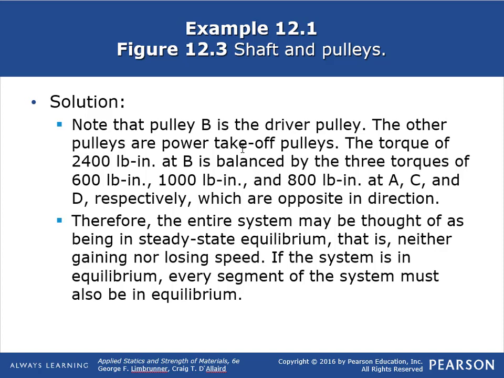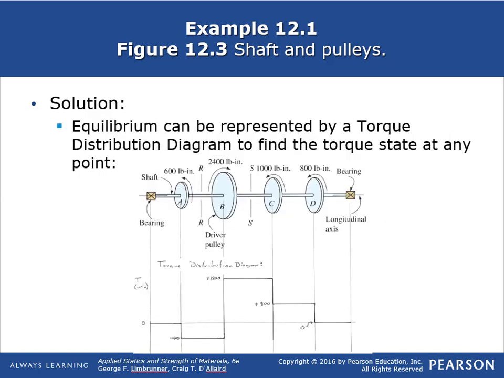If the system is in equilibrium, then every segment of the system must also be in equilibrium. So, to solve for the torque at any of these points along the shaft, here's the way I like to do it. I like to draw a torque distribution diagram. The equilibrium can be represented by a torque distribution diagram to find the torque state at any point. I'm using torque being applied as positive and torque being removed as negative.